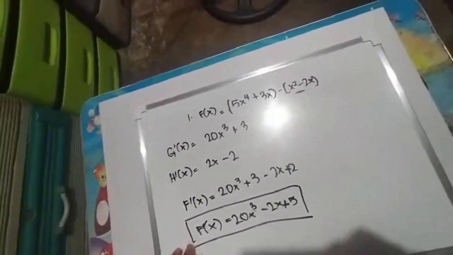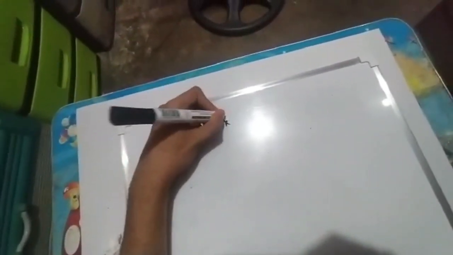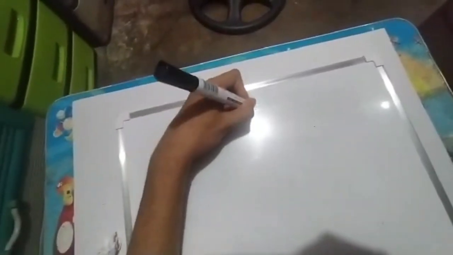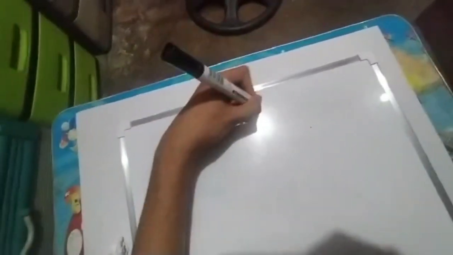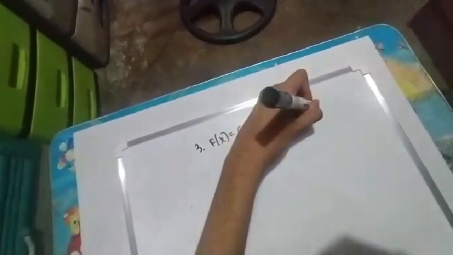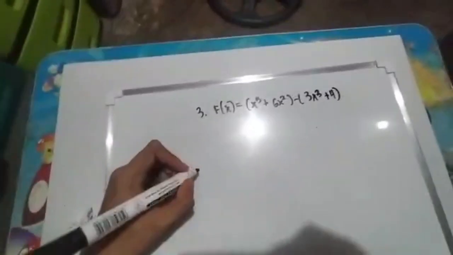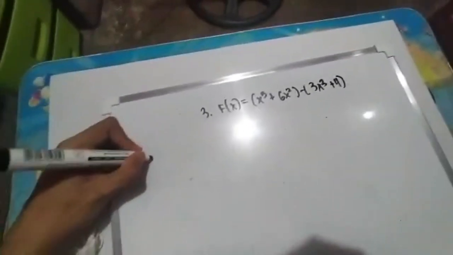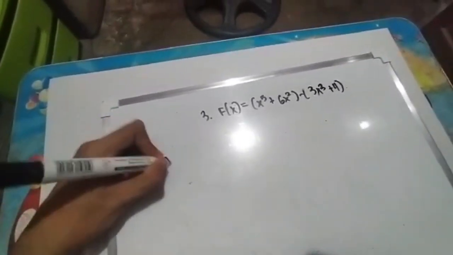That's the first problem. The third problem will be f of x equals x plus 6 first minus 3x cubed plus 4. And then we will do the same process.